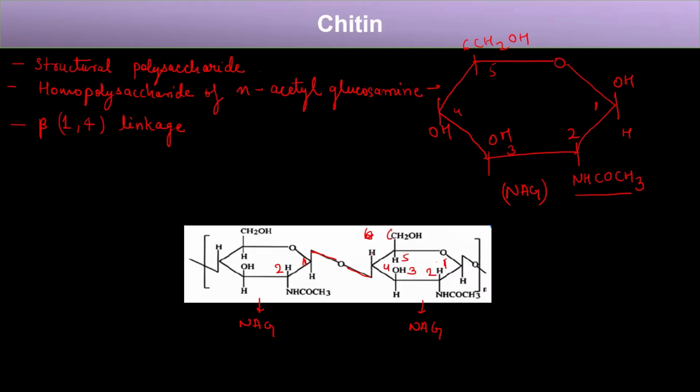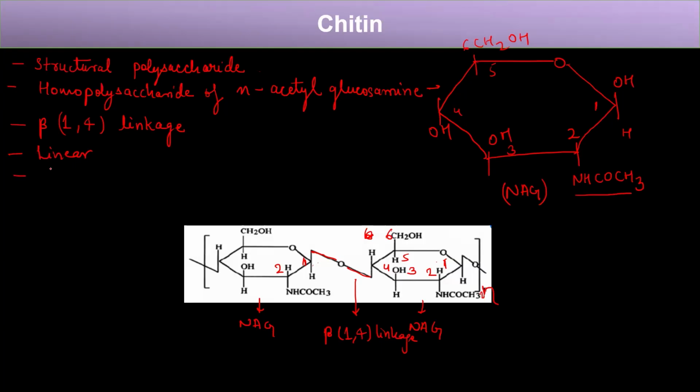Sorry, the sixth position. So here, what you are seeing is that the first and fourth position OH are participating in the linkage, and hence this linkage is what? Beta 1,4 linkage, right? Beta 1,4 linkage. And here this n is representing that there will be multiple units of this on both sides. Okay. So this consists of beta 1,4 linkage, and this is a structure that is what? Linear. Again, chitin is of linear structure.